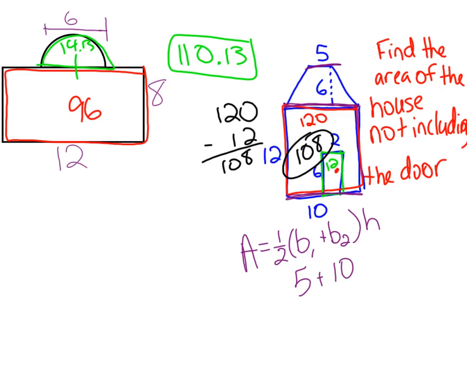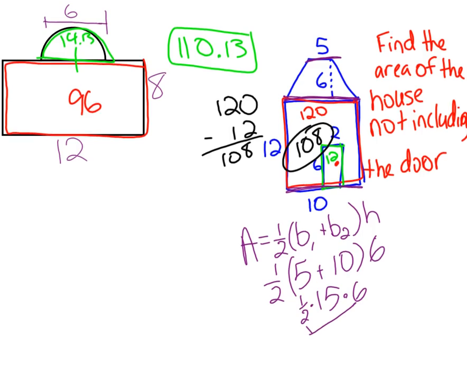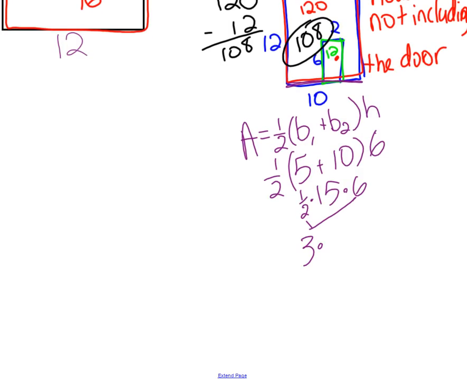The height is 6, because how are base and height always related? They always make a right angle. Okay? So then we just do the math here. So 5 plus 10. So we have half of 15 times 6. So we could do 15 times 6, or we could say, what's half of 6? 3. And then 3 times 15. So what is the area of our roof? 45.